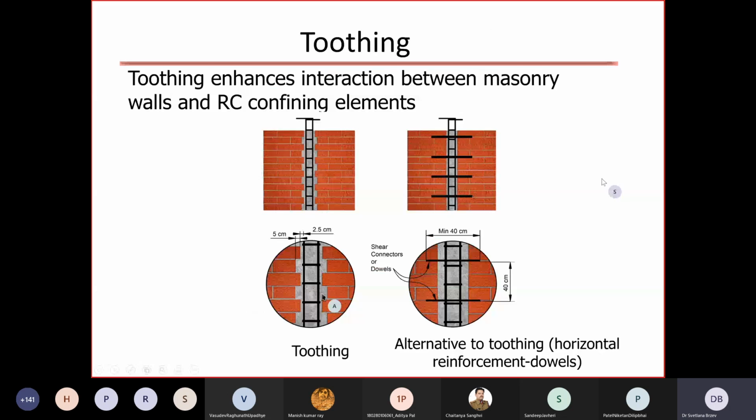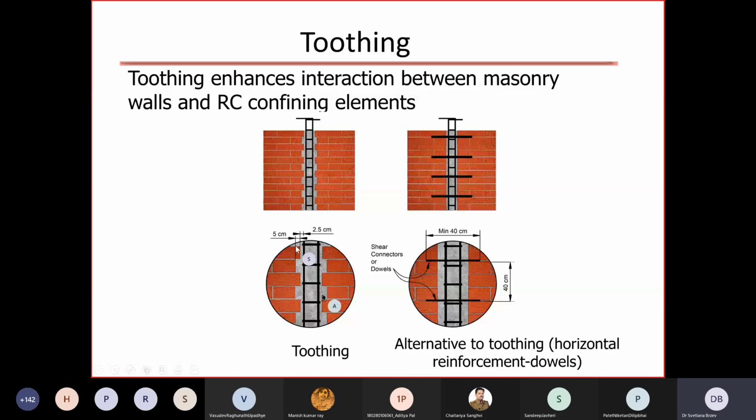Yeah. So the last topic is the one where engineers and researchers in various countries do not agree 100%, and that is toothing. Toothing is a way to provide interface between masonry walls and concrete. Because one of the assumptions of confined masonry is that there is integral action between masonry and concrete due to toothing. So toothing is achieved by providing these bricks in a zigzag manner, as you can see here, like teeth. And the size of this toothing is, depending on bricks, up to 5 centimeters. And that is one way of achieving that.